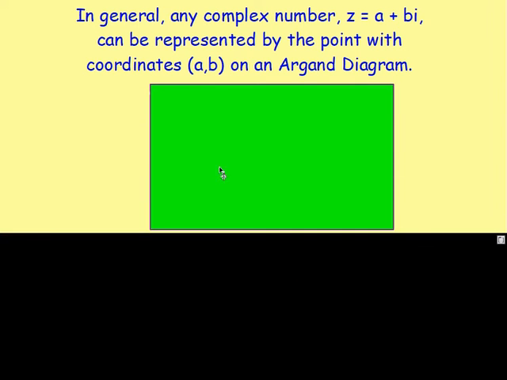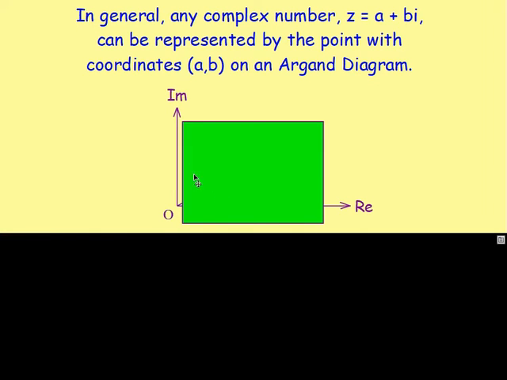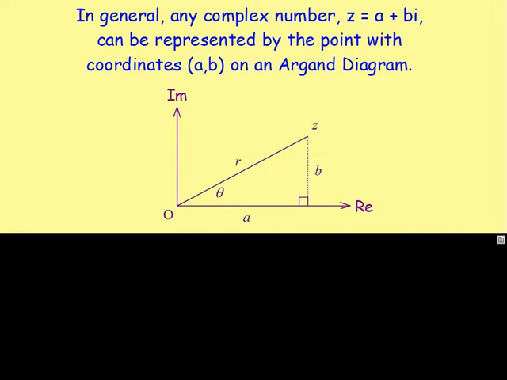So your Argand diagram will look something like this. There will be a real part and an imaginary part, and because you're using the coordinates a, b, it means you would come along a, and you would go up b, and that would be your point. Moving on then, so that is your Argand diagram. We need to look at two different things.